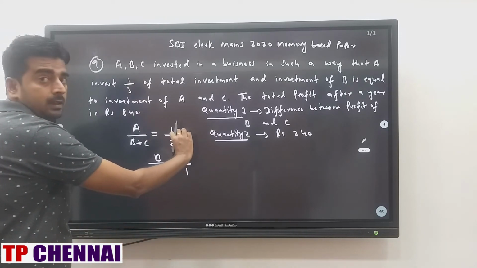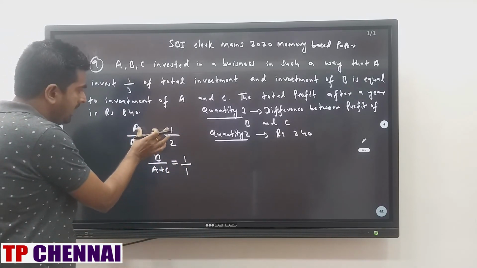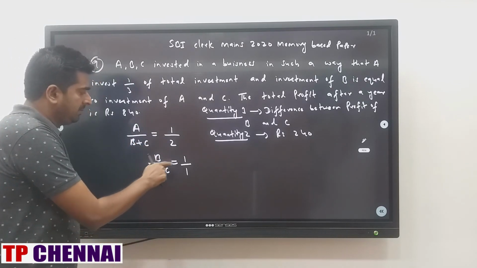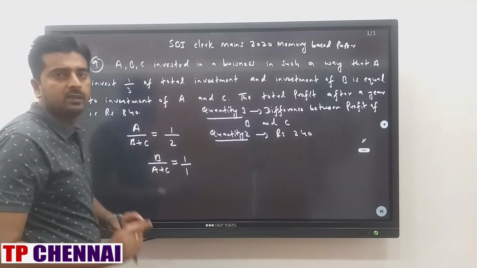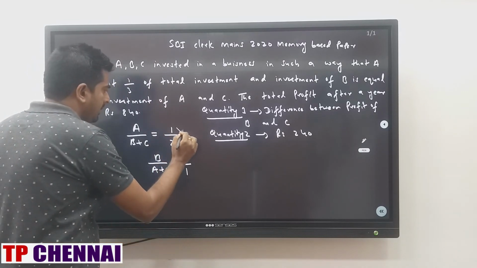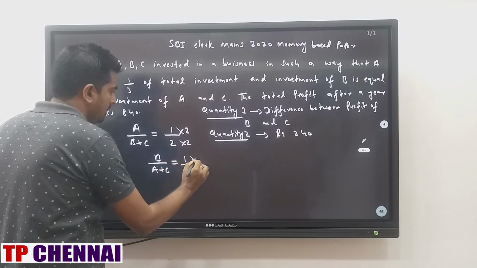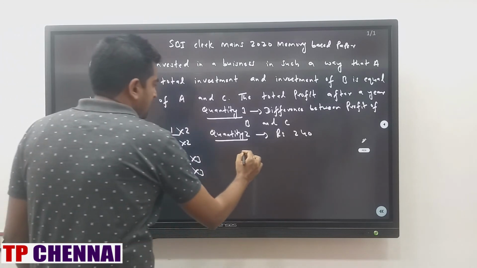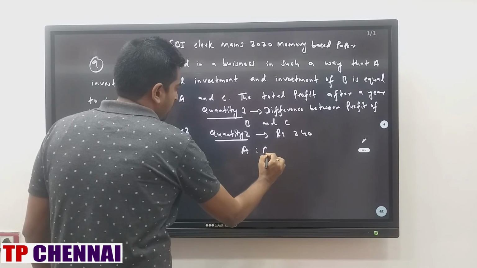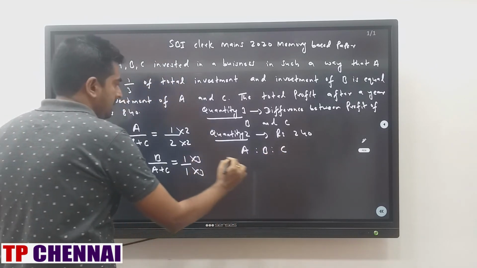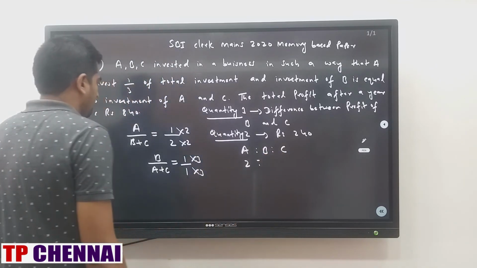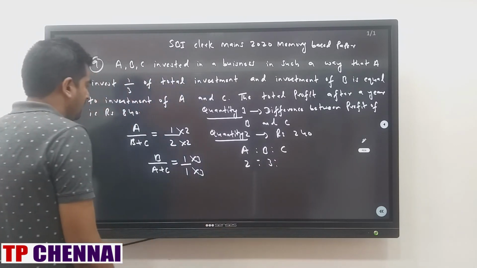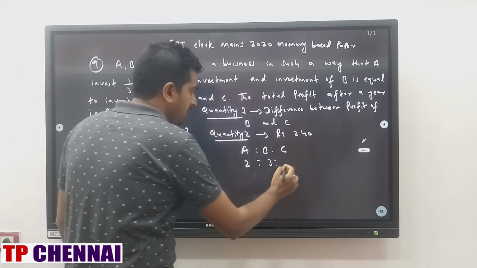Here the total is 3. If you add numerator and denominator in both cases, A plus B plus C is 3 in one and A plus B plus C is 2 in the other. It should be the same, right? That means here multiply by 2, here multiply by 2, here multiply by 3, here multiply by 3. So now I am writing A is to B is to C. A is 2, right? And B is 3. B plus C is 4, so C will be 1.